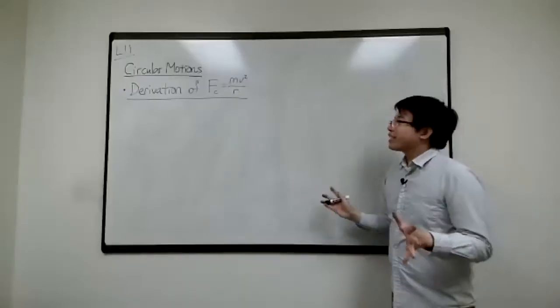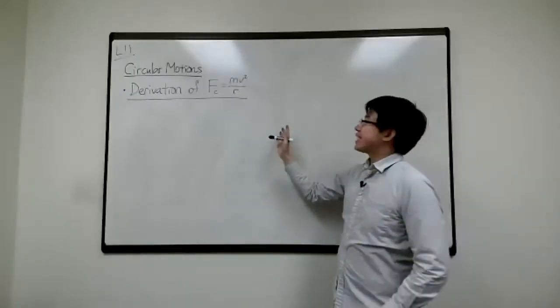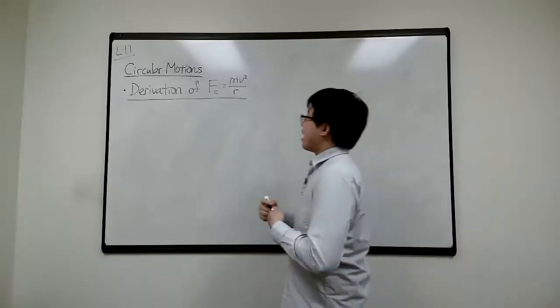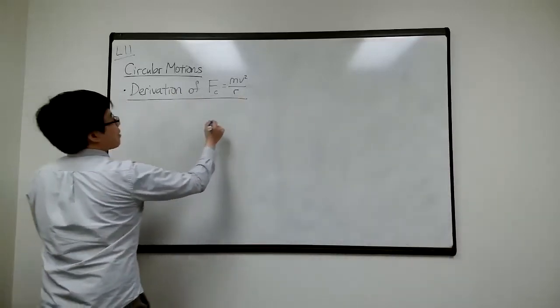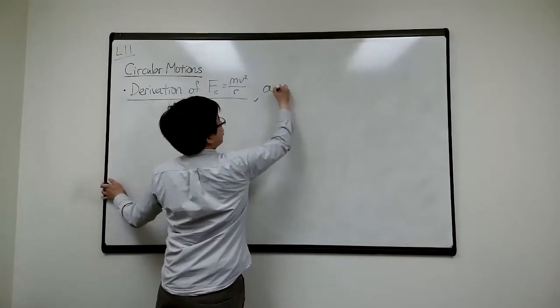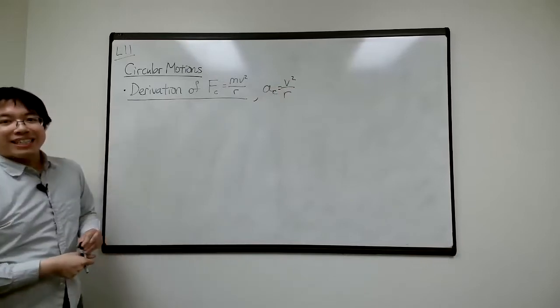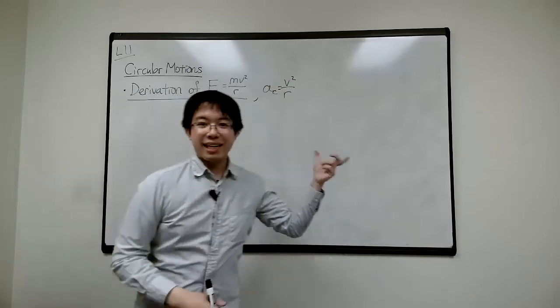Okay, so to wrap all this up, the last thing to do really is just to explain to you where this mv squared over r comes from. Really, it's a bit of a cheat because I'm really going to explain that the centripetal acceleration is v squared over r, and of course, mv squared over r is really just from Newton's second law.